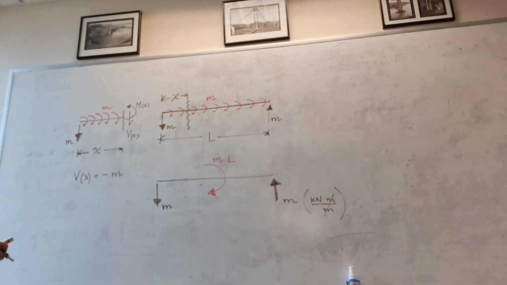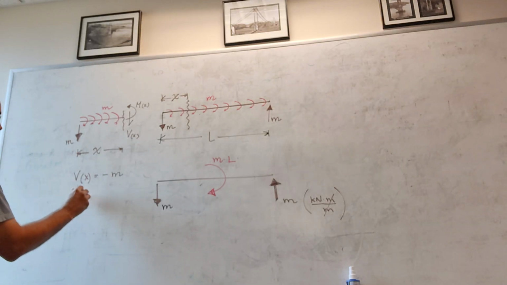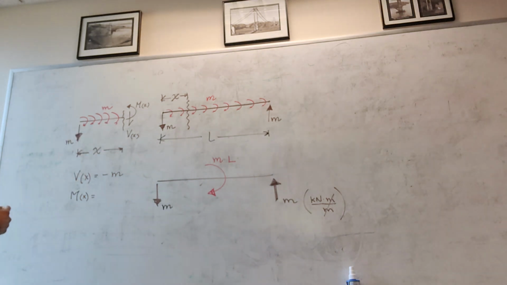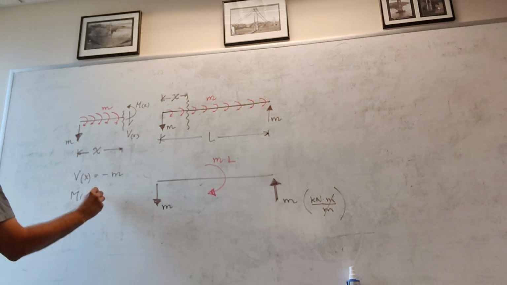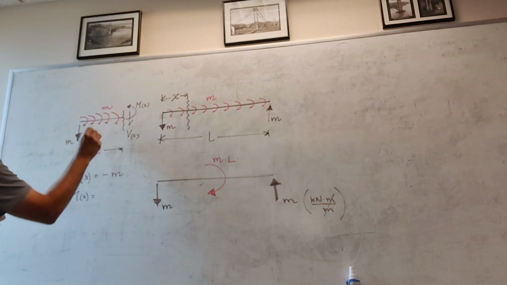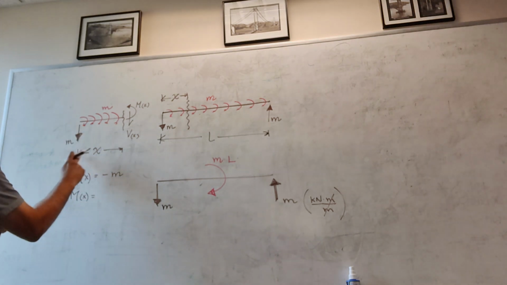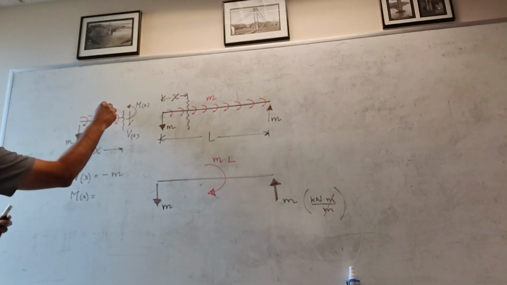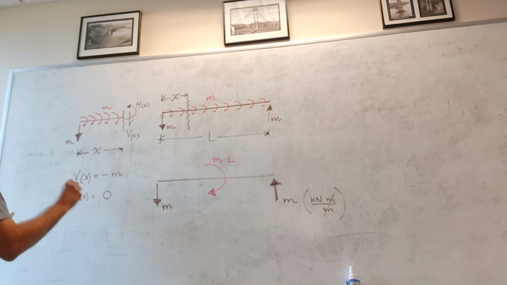Well, if you do that, you find out that the shear equals to what? Minus m. Right? This has to go up, so minus m. However, the moment at any point x is going to be equal to what? Well, m times x and m times x, but in the opposite direction, right? So m times x going this way, this one is moment per unit length times length, m going the other way, so the moment is 0.